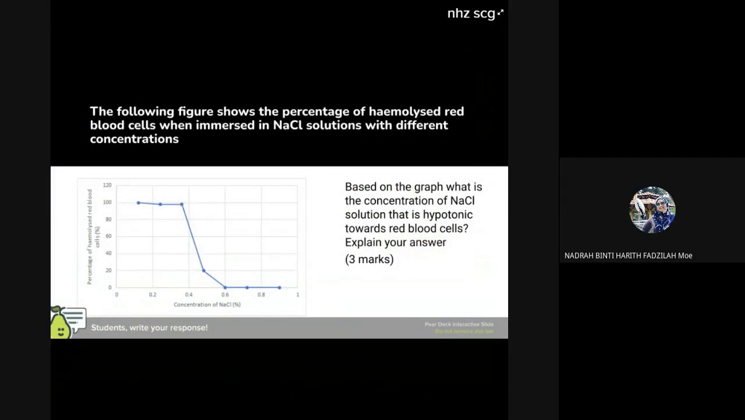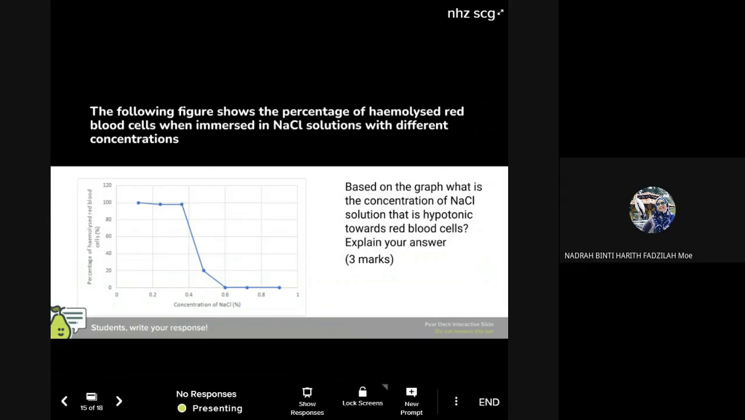Okay, ini soalan dia ya. Ini adalah soalan percentage of hemolyzed red blood cell when immersed in sodium chloride solution with different concentration. Percentage, peratus berapa banyak sel darah merah yang pecah atau hemolyzed. So, let's take a look at this diagram. Okay, pada concentration between 0 and 0.2, 100% pecah. Itu maksud titik 100 tu ya.